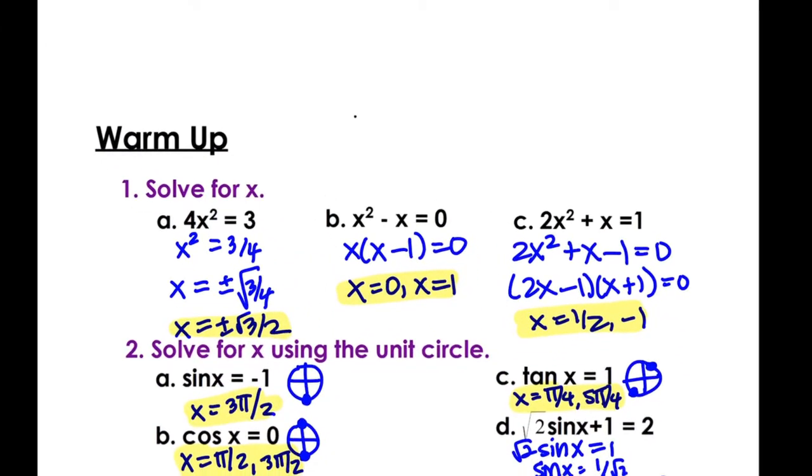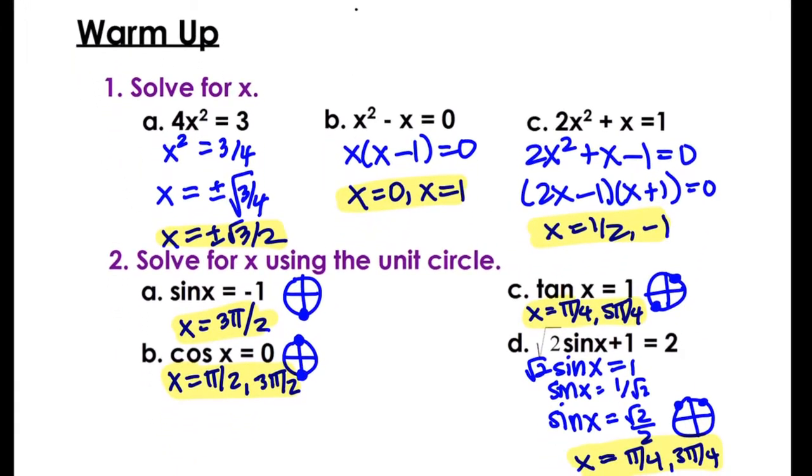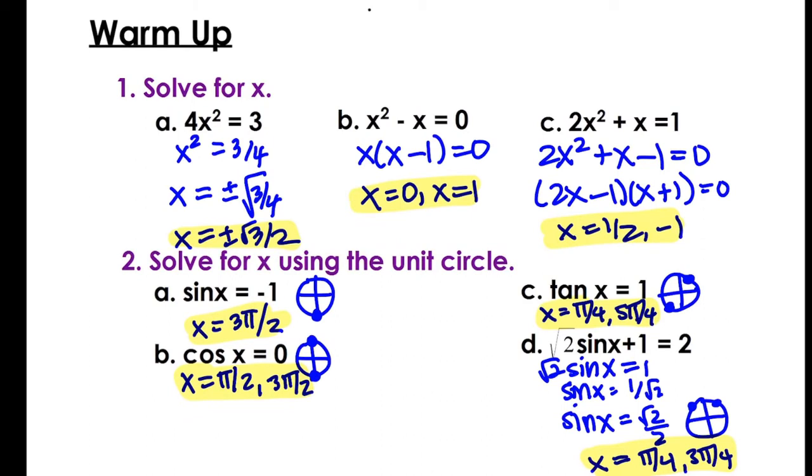All right, here are some answers. A couple key points about this. On this one, we can divide by 4 and square root. Don't forget the plus or minus. When you square root a fraction, you can square root the top and the bottom separately, and so you get plus or minus square root 3 over 2, which should be familiar to you.